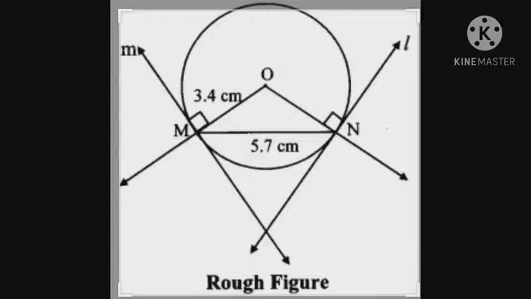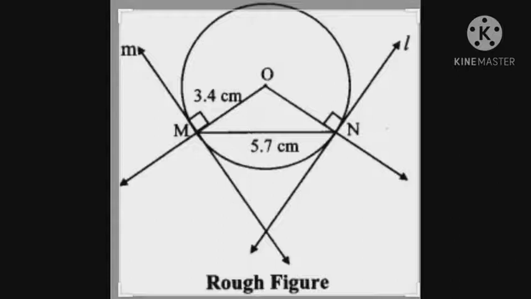Now take a compass, keep the tip of the compass on point M and draw two arcs on left and right on ray OM. Then draw a bisector that is passing through point M. In a similar way, keep the tip of the compass on point N and draw two arcs on ray ON on left and right side. Then draw the bisector of this ray.